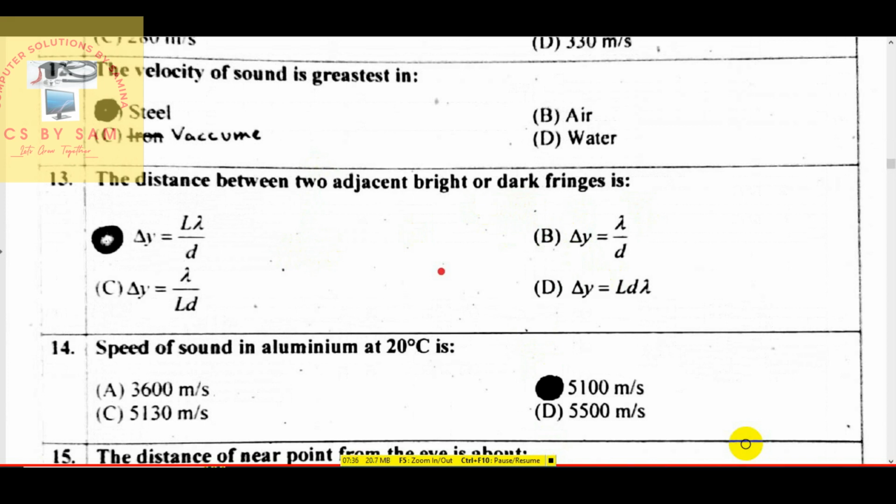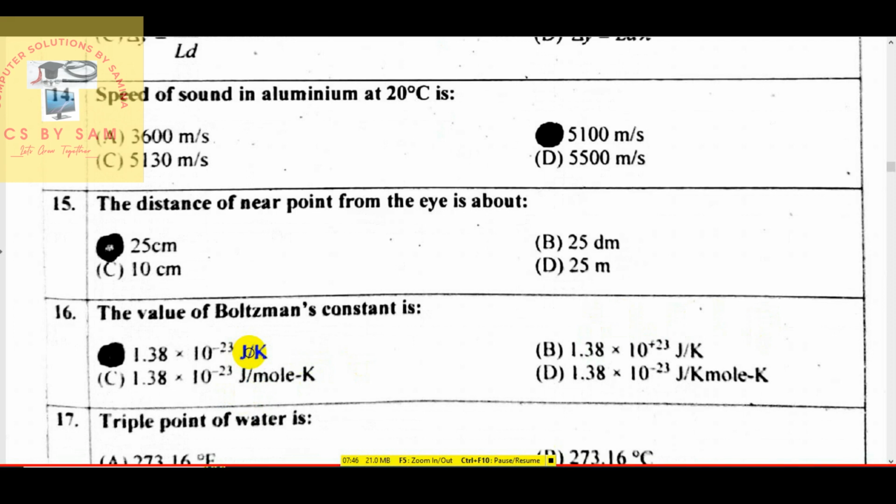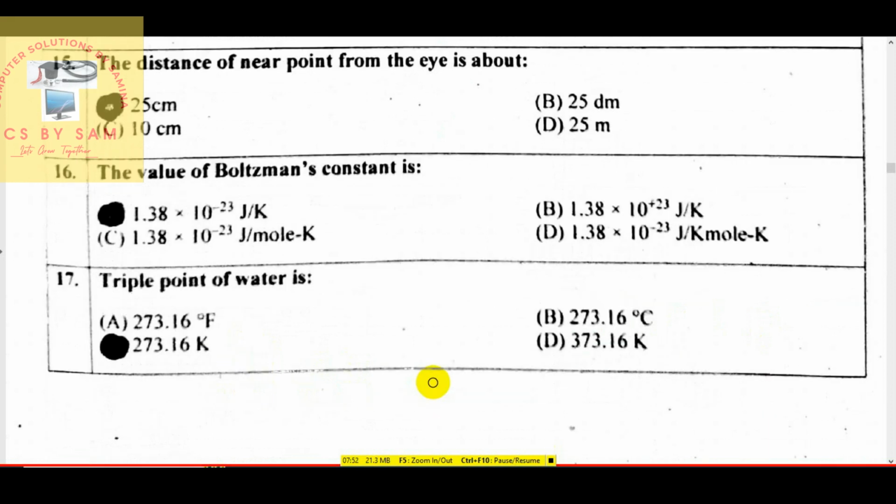Delta Y is equal to L lambda over D. Speed of sound in aluminium at 20 degree centigrade is 5100 meter per second. The distance of the near point from the eye is about 25 centimeter. The value of Boltzmann constant is 1.38 into 10 raised to power minus 23 joule per K.